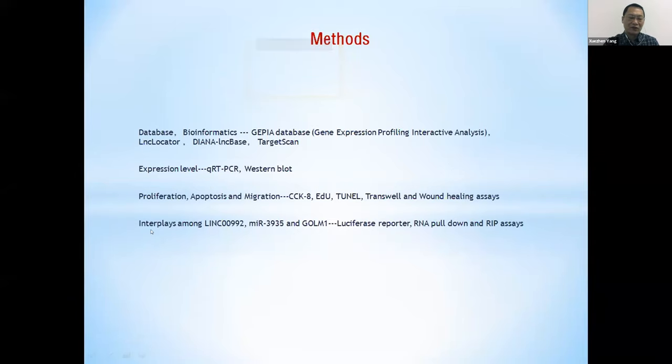Methods for interplays among these three genes include luciferase assays, RNA pull-down, and RIP assays. Okay, so this is the method in this paper.